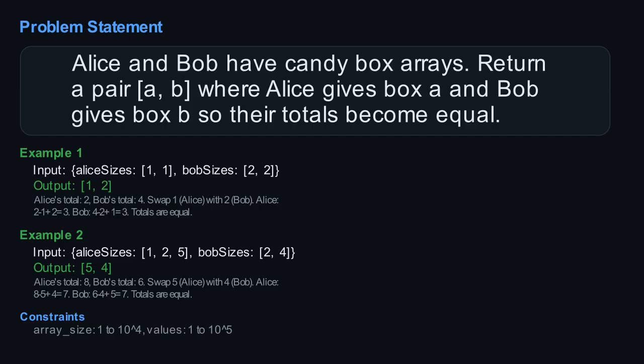What makes this tricky is that we have many possible pairs of candies to consider, especially when Alice and Bob have many candies. We can't just guess, we need a systematic way to find the right pair. The lists of candy sizes can be quite long, up to 10,000 candies each, and individual candy sizes can be large too, up to 100,000. This means we need an efficient way to search, otherwise, our solution might take too long to run.